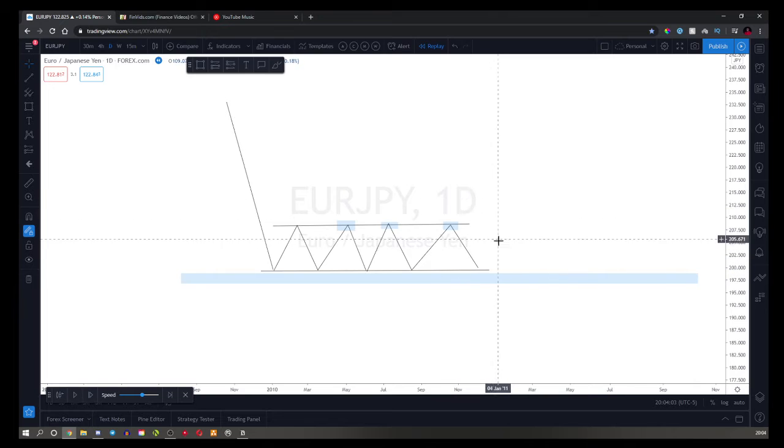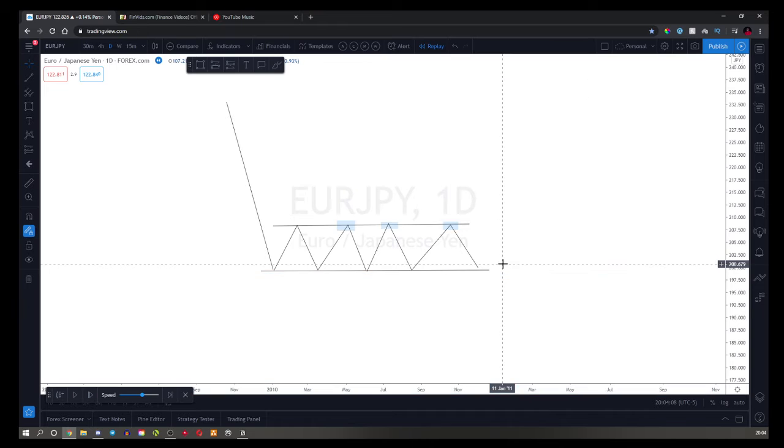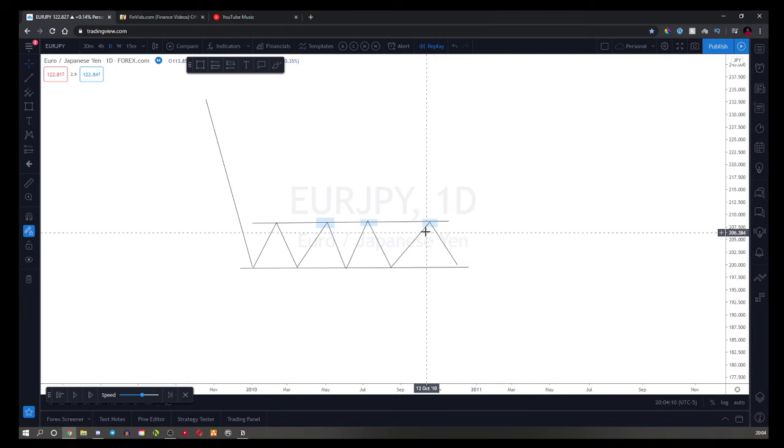So you're looking for an impulse up, a correction, and continuation the other way. All right, I hope that makes sense. Now, I will go deeper into detail on other ways that you could enter on this pattern.